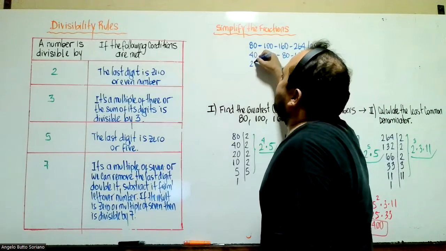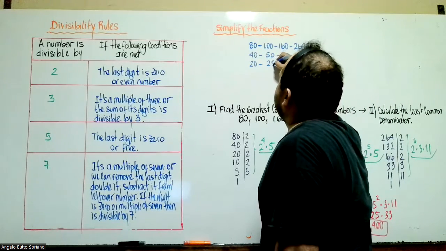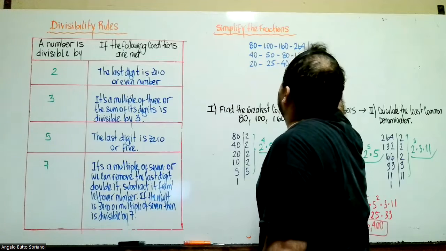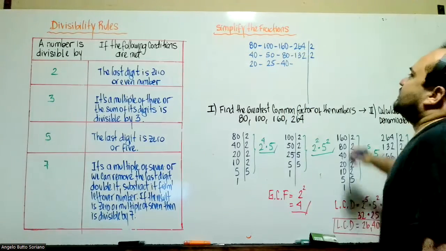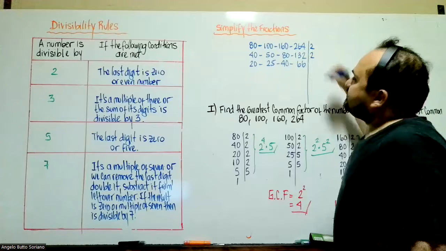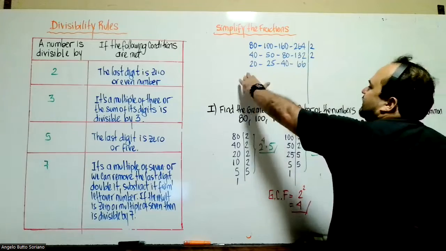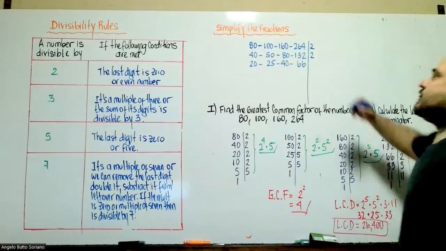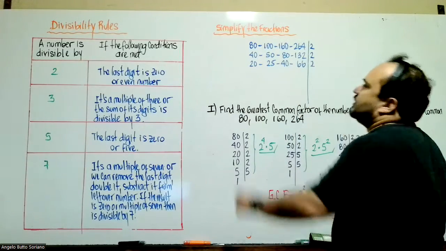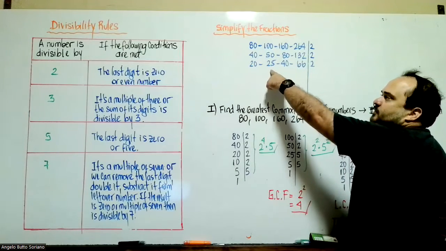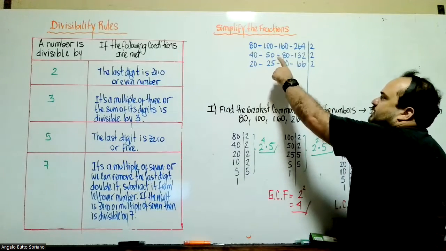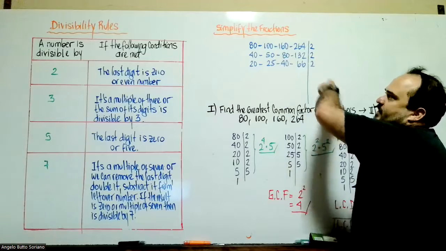Half of 40 is 20, 25, 40, and in this case 66. If you see, the numbers 20, 40, and 66 can still be divided by 2, but the number 25 not. So we must continue simplifying the expression as long as we can. But what's going to happen? I'm going to divide 20, 40, and 66 by 2. And the number 25, I'm going to copy once again because I won't divide 25 by 2.